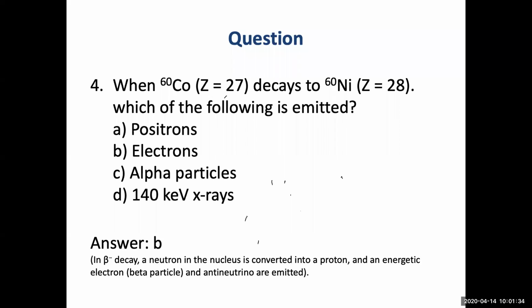Yes, it's beta decay. Beta decay or electrons, it's the same. Electrons called beta minus decay. In beta minus decay, a neutron in the nucleus is converted into a proton, and an energetic electron, beta particle, and antineutrino are emitted. So in beta decay, electrons, a neutron is converted to a proton, so we get plus 1. So yes, we have 1 more proton.